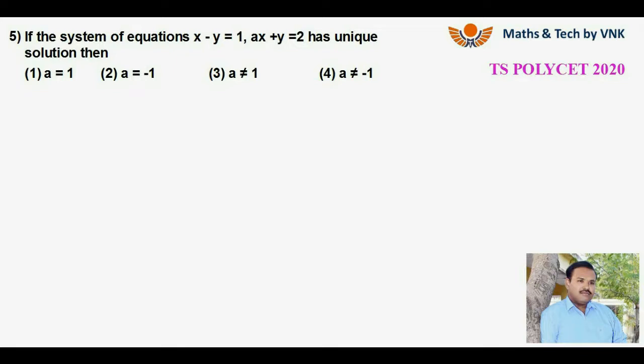Next question is, if the system of equations x minus y is equal to 1, ax plus y is equal to 2 has a unique solution, then find a value. If two linear equations a1x plus b1y plus c1 is equal to 0 and a2x plus b2y plus c2 is equal to 0 have a unique solution, that is only one solution, then a1 by a2 is not equal to b1 by b2.